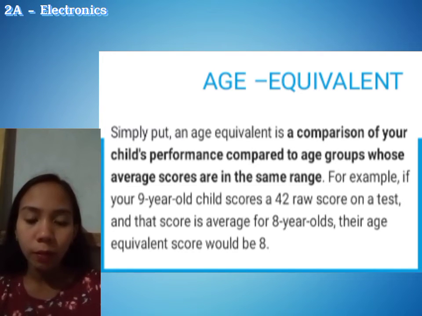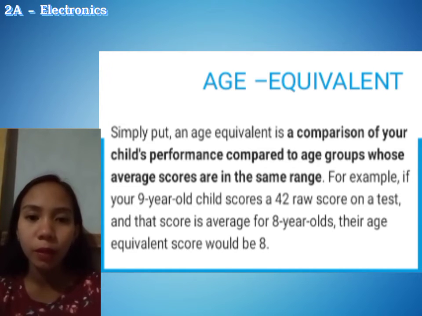Age equivalent. Simply put, an age equivalent is a comparison of your child's performance compared to age groups whose average scores are in the same range. For example, if your 9 year old child scores a 42 raw score on a test, and that score is average for 8 year olds, the age equivalent score would be 8.